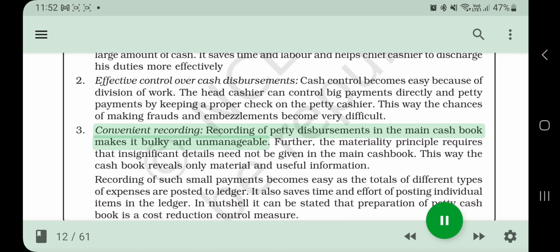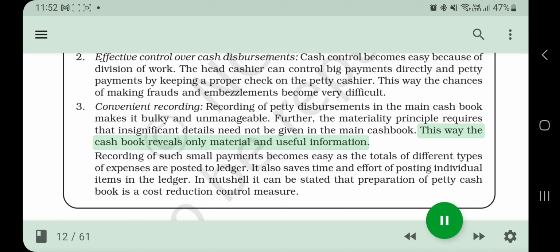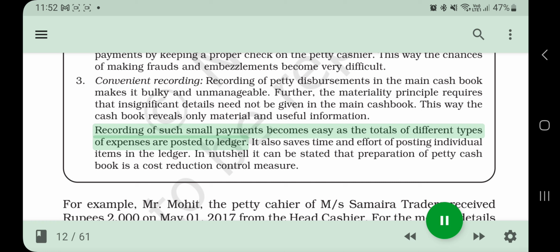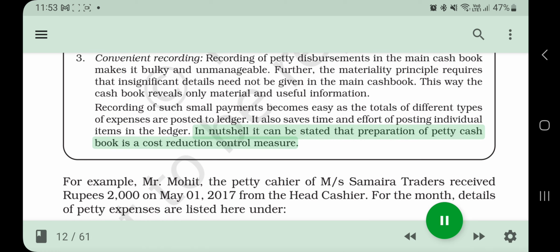3. Convenient recording. Recording of petty disbursements in the main cash book makes it bulky and unmanageable. Further, the materiality principle requires that insignificant details need not be given in the main cash book. This way the cash book reveals only material and useful information. Recording of such small payments becomes easy as the totals of different types of expenses are posted to the ledger. It also saves time and effort of posting individual items in the ledger. In a nutshell, it can be stated that preparation of petty cash book is a cost reduction control measure.